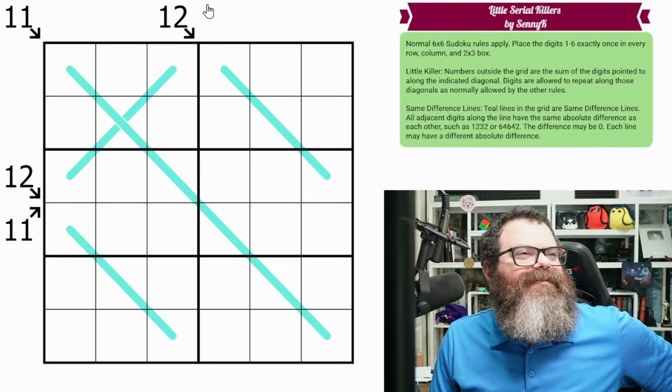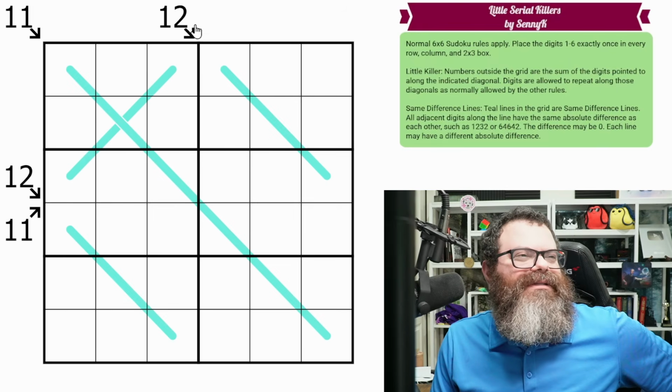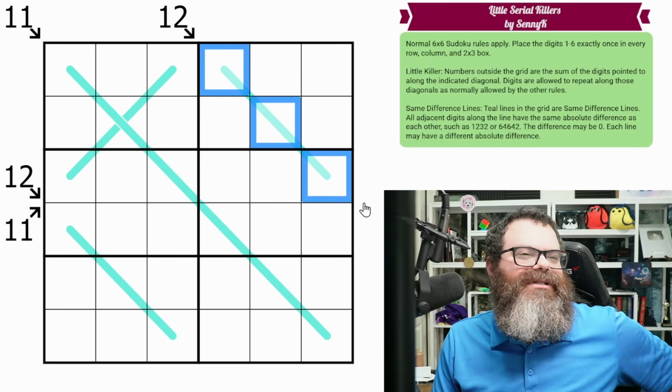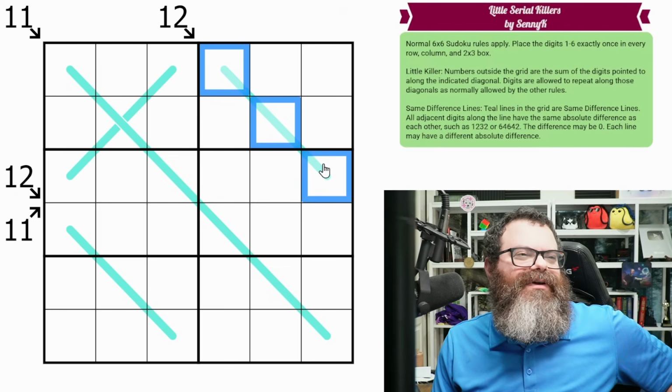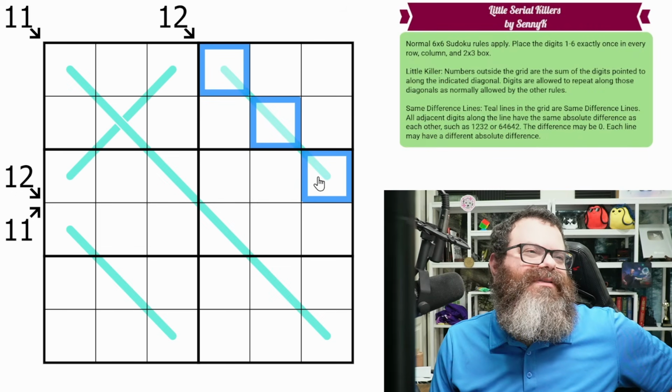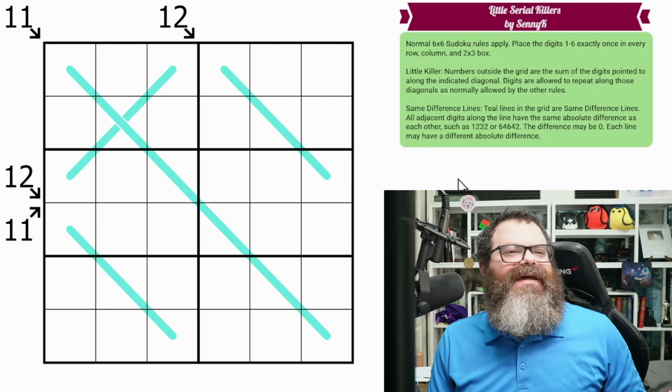And finally, we have these clues outside the grid. There is an arrow pointing diagonally. Just follow all the cells in that direction until you hit the edge of the grid, and all of those cells will sum to the clue given. So these three sum to 12. And that's it. Those are the rules.